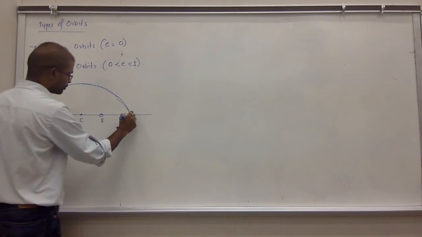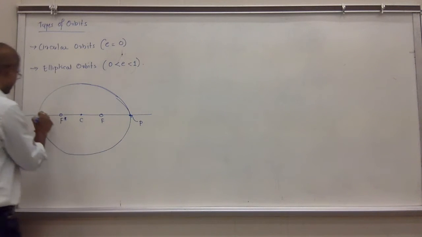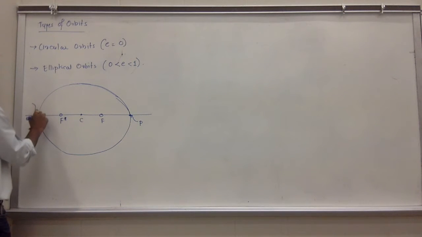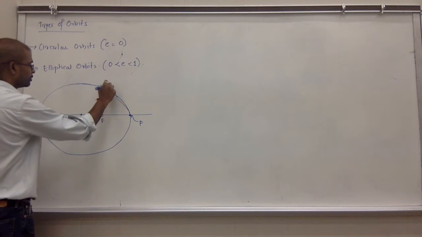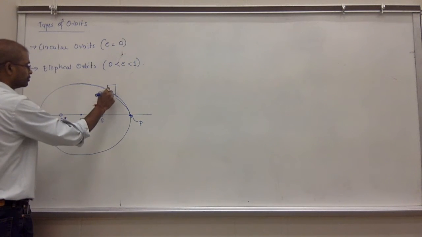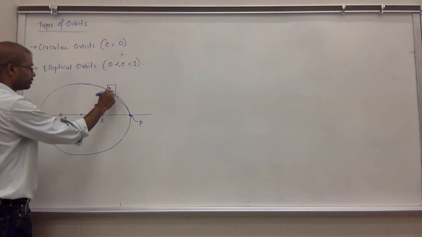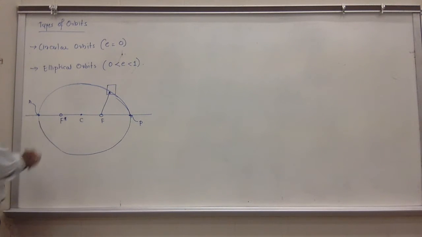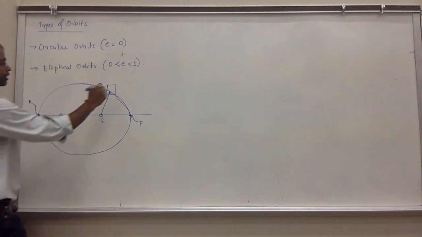Okay? What is this point? Periapsis. This is the apoapsis. The central body is always at the focus. The orbiting body is orbiting the conic section, or the ellipse. So this is where the orbiting body is.